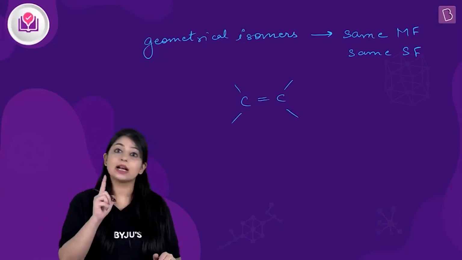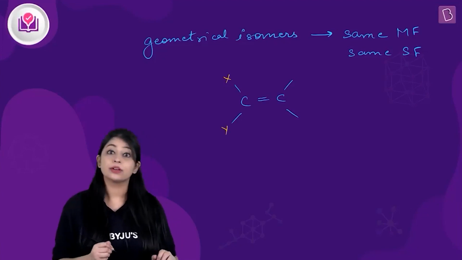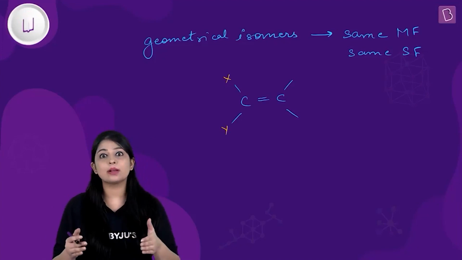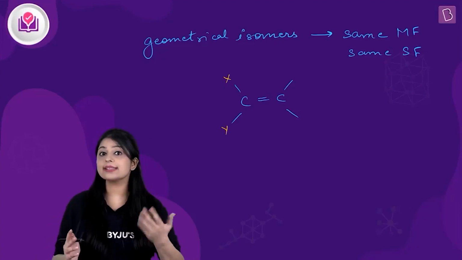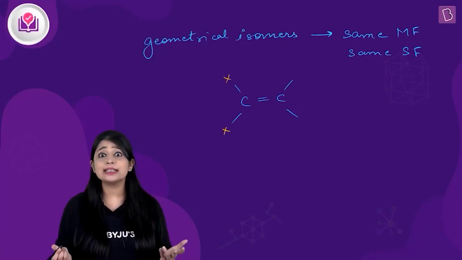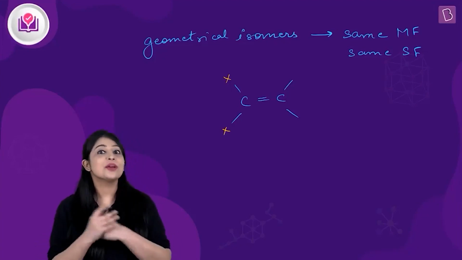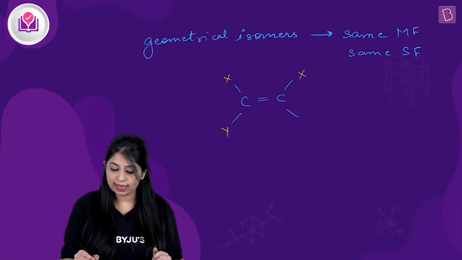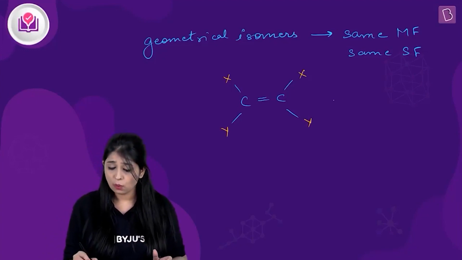Now, one thing we have to ensure is that the 2 groups attached to the carbon atoms involved in this C double bond C should not be identical. They should be different, like X and Y. However, what would happen if they are identical? Well, if they are identical, then it will not exhibit geometrical isomerism. So that's why both of these groups have to be different.